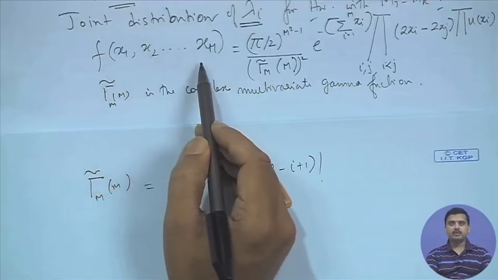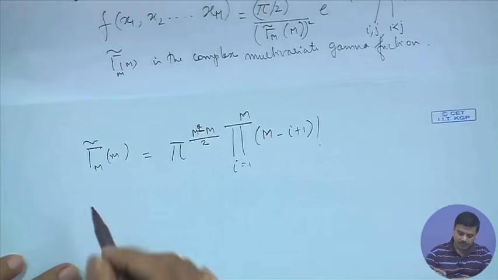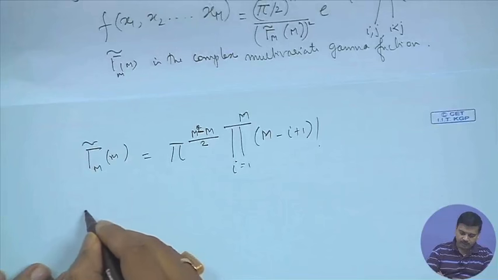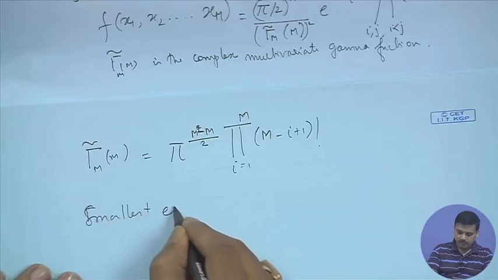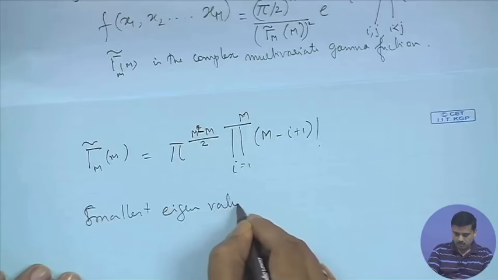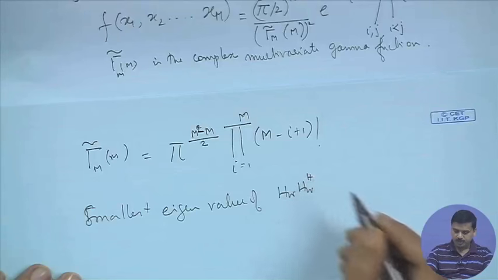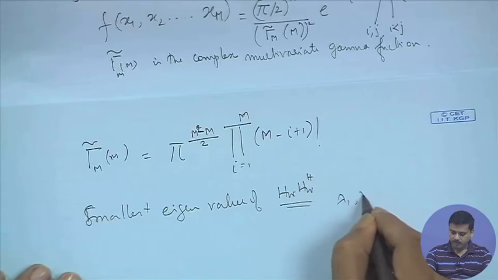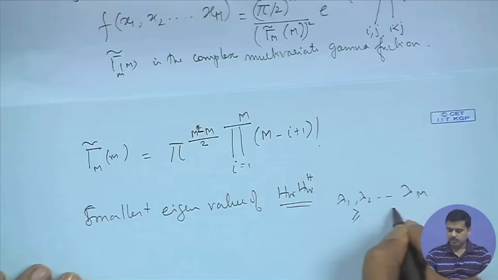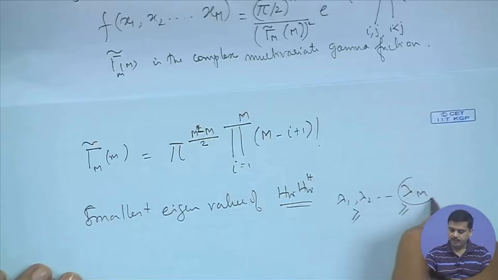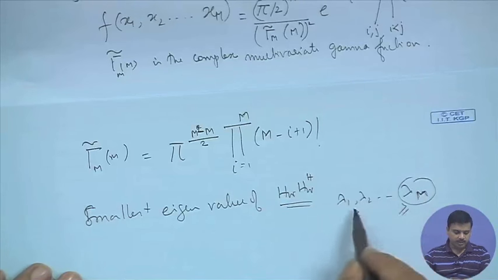So from the joint distribution of lambdas, of course, we can calculate all the things that will be required. The other important thing that we have is the smallest eigenvalue of HW Hermitian. What is that? We have lambda 1, lambda 2 up to lambda m. We have said lambda 1 is greater than or equal to lambda 2 greater than or equal to lambda m, and therefore lambda m is the smallest eigenvalue. So when we get these eigenvalues, they are ordered in this manner.